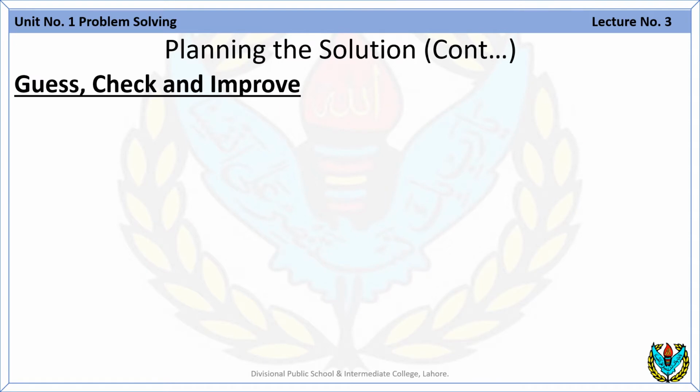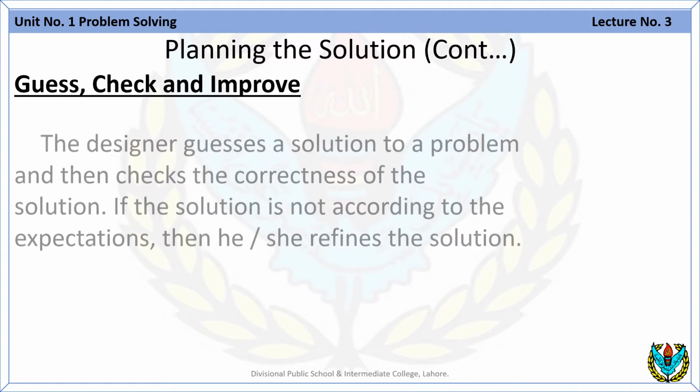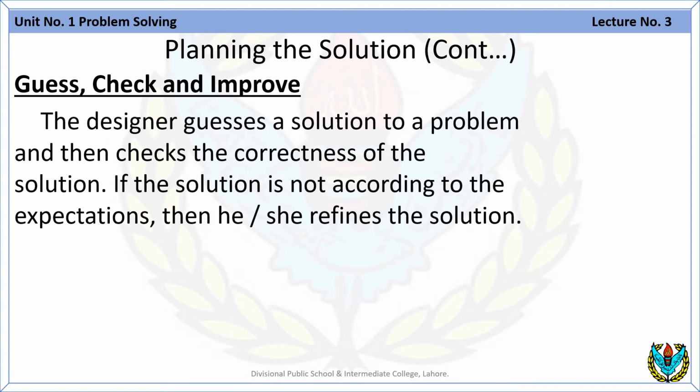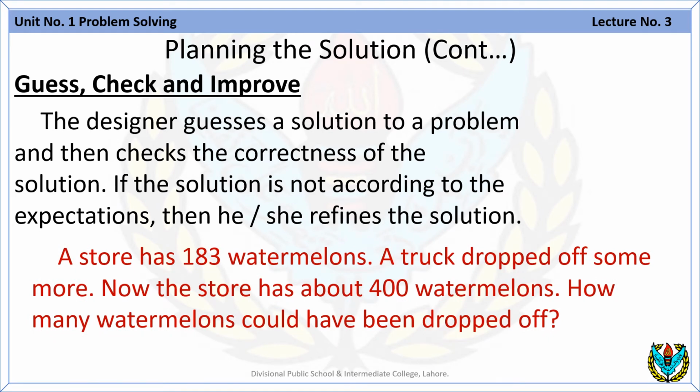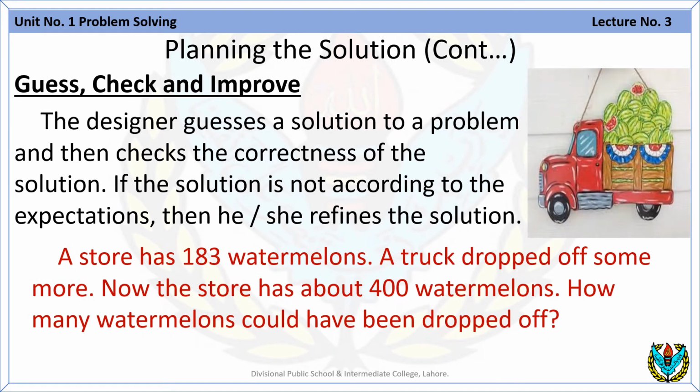Second strategy is guess, check and improve. According to the definition, the designer guesses a solution to a problem and then checks the correctness of the solution. If the solution is not according to the expectation, then he or she refines the solution. For example, a store has 183 watermelons. A truck dropped off some more. Now the store has about 400 watermelons. How many watermelons could have been dropped off?